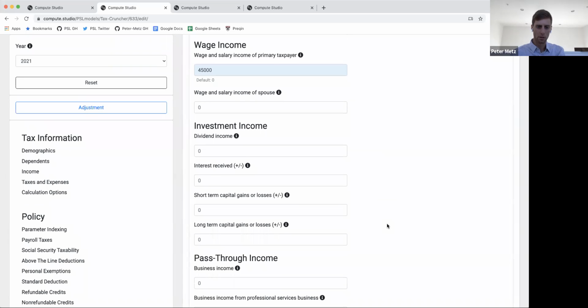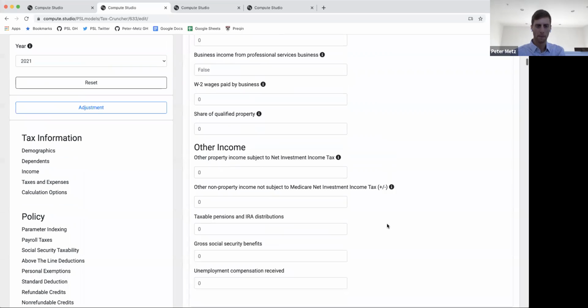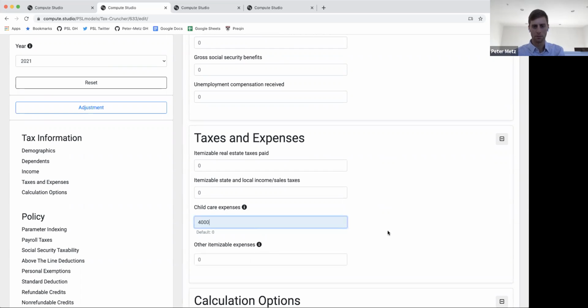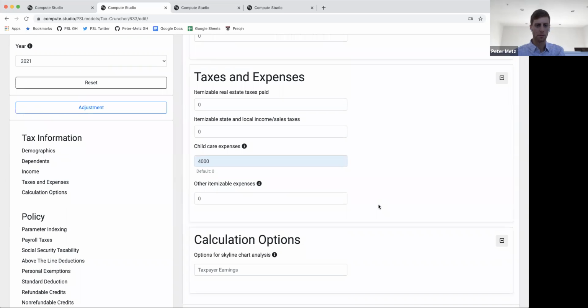We don't have this other type of income here, so we'll skip over this section. Taxes and expenses. There were $4,000 in child care expenses. And I think that's it for our taxpayer.